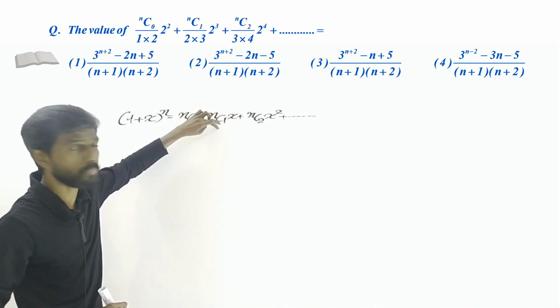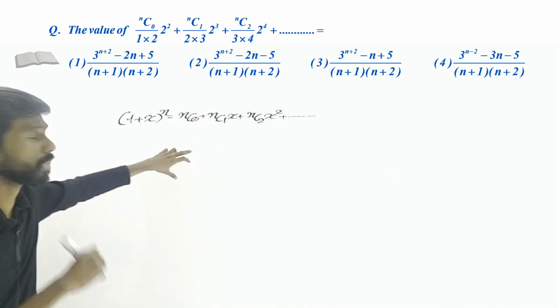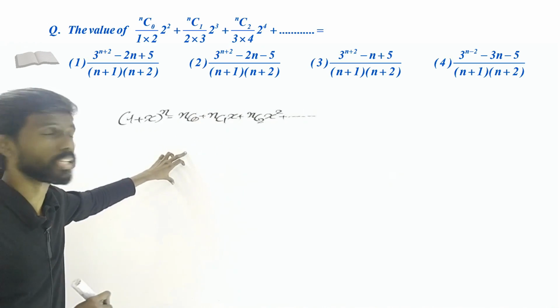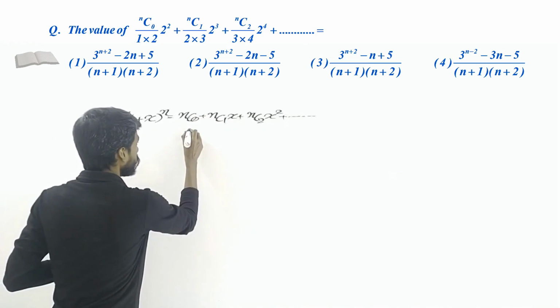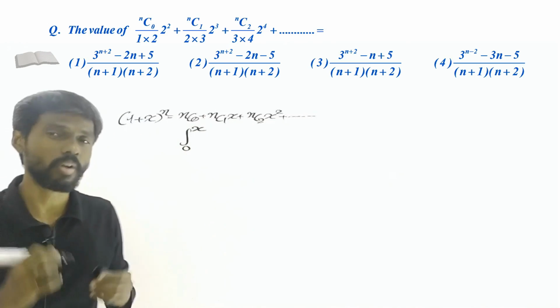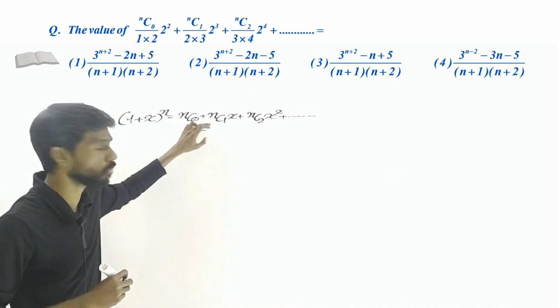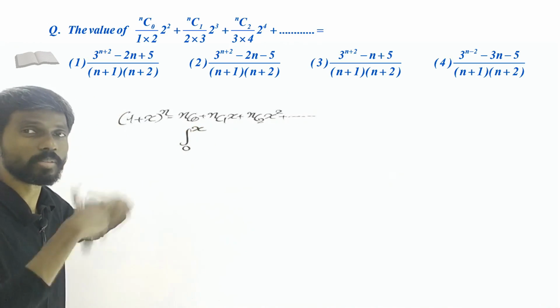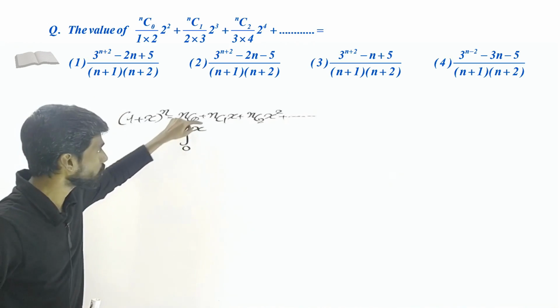See, x square divided by 2. But we want 2 multiplied by 3. So one more time you have to do integration. So first time what you do, you integrate from 0 to not 1, 0 to x only. We want to keep it a variable only, right? So if you do integration from 0 to 1, that will become constant. Then what is the point in integrating again? So integration from 0 to x.